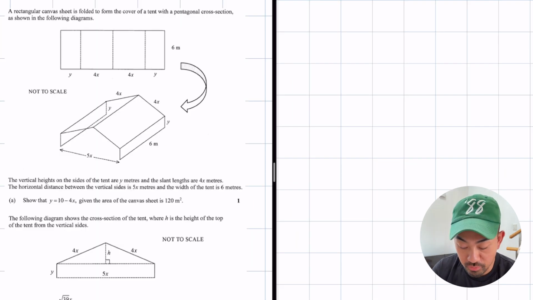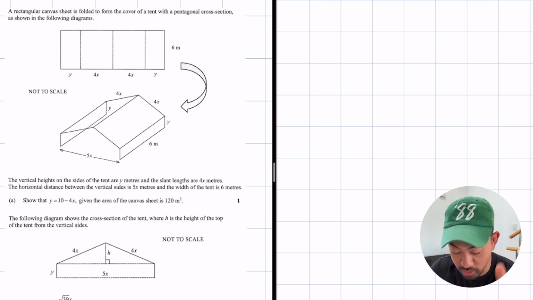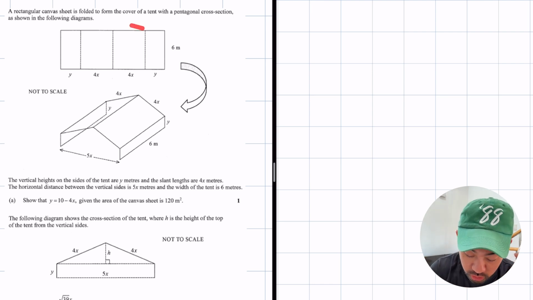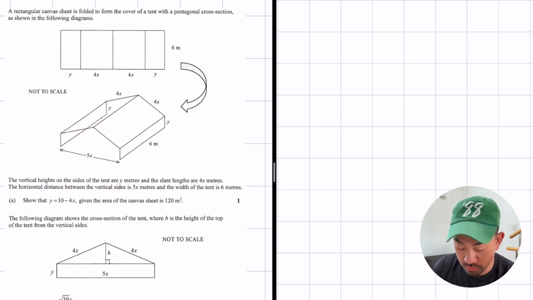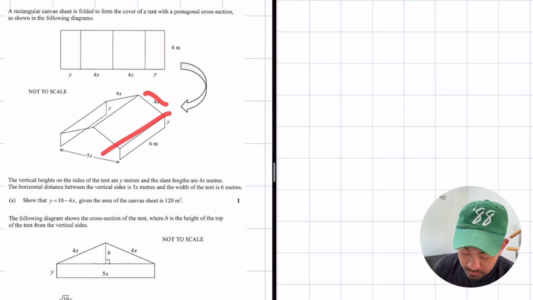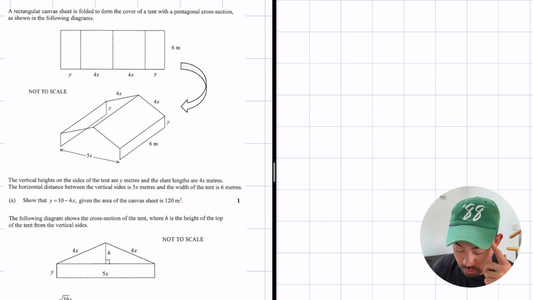All right, so let's look at this one here. A regular canvas sheet is folded to form the cover of a tent with a pentagonal cross section as shown in the diagram. So they've got this shape here, folding it like so. The vertical heights of the side of the tent are y meters and the slant height is 4x. So you can see that there. Show that y is equal to 10 minus 4x, given the area of the sheet is 120.